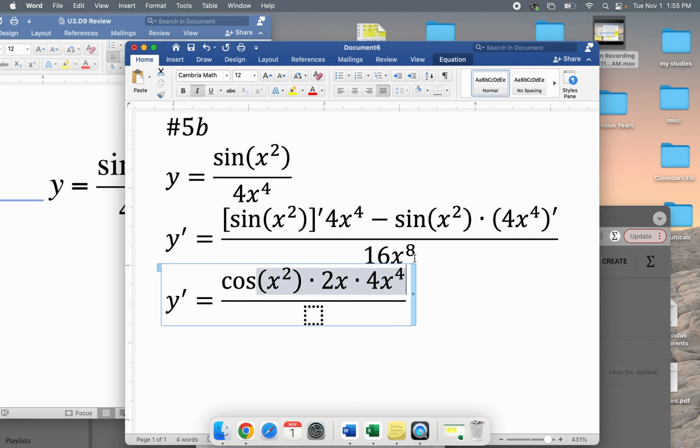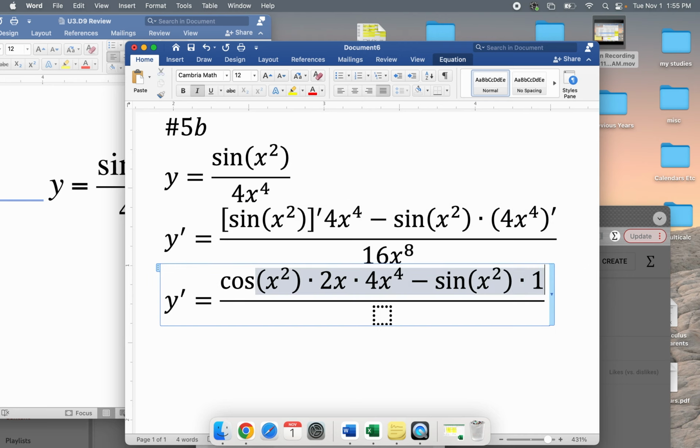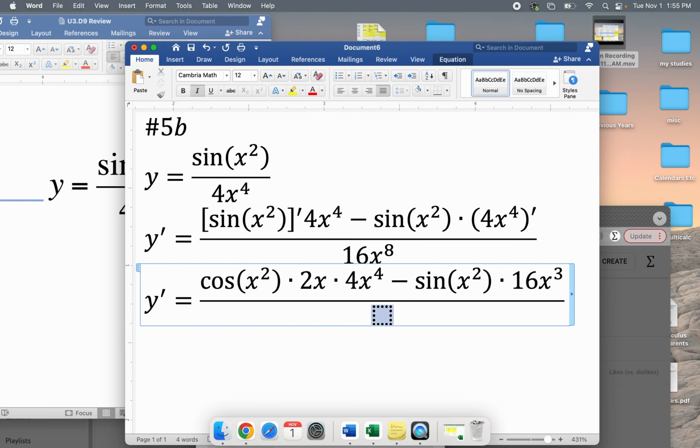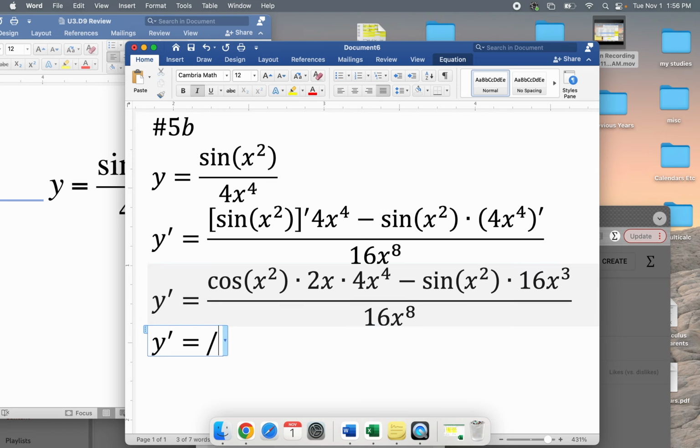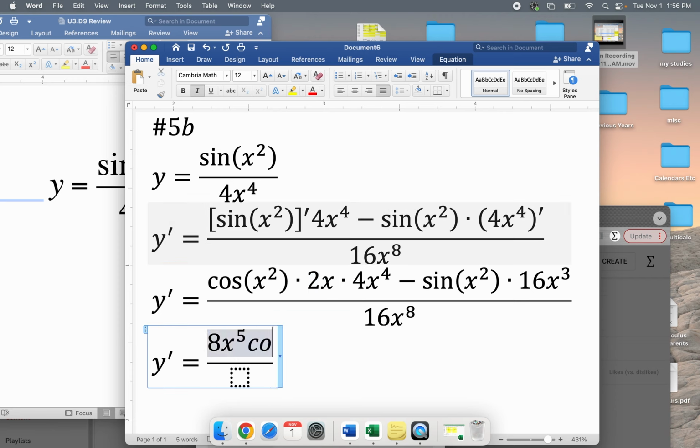Very good. Then minus sine of x squared. I'm just copying. And now we're going to take the derivative of 4x to the 4th. Well, that would be, of course, 16x to the 3rd, all over 16x to the 8th. Can this be simplified? Yeah, probably. I should probably do it, even though I don't feel like it. This stuff here is really 8x to the 5th. Let me put that in front and then write the cosine of x squared.